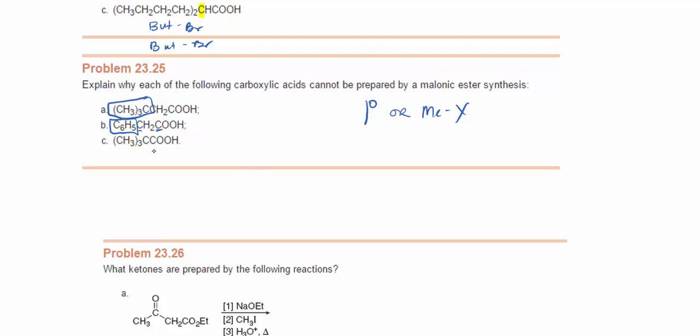And here's our carboxyl, and here's our alpha, so we're looking at everything next door. So we have three methyl groups on the alpha carbon. So the malonic ester synthesis can be used to prepare mono and disubstituted carboxylic acids, but not trisubstituted.